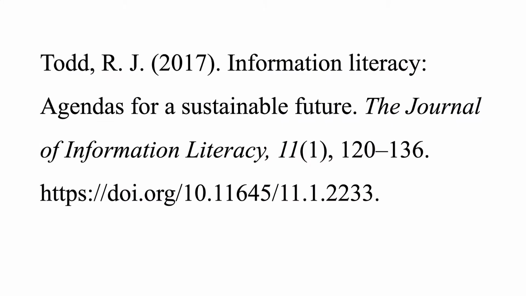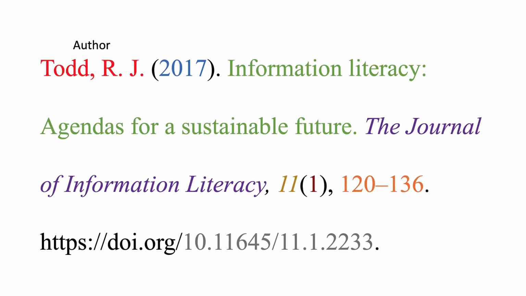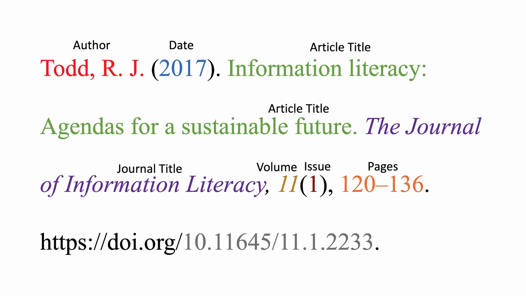First, you'll need to identify the parts of the citation. For an article, this is the author or authors, the date, the article title, the journal title, volume, issue, page numbers, and DOI or digital object identifier. For a book, you would need the author, title, publisher, and date of publication.